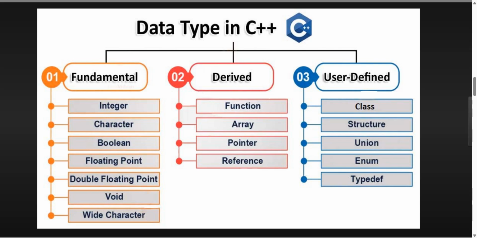Next, boolean is not that important. Floating point means a decimal value. We will use the keyword float. Float point means the decimal points. When we use float, it will give us a value up to 6 decimal points, I think. Double means it will increase the number of digits after the point.